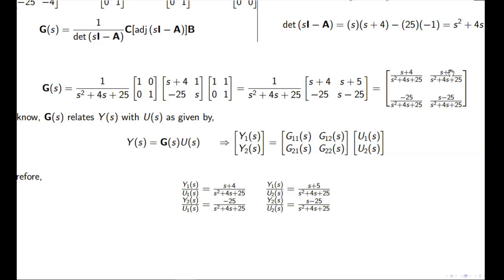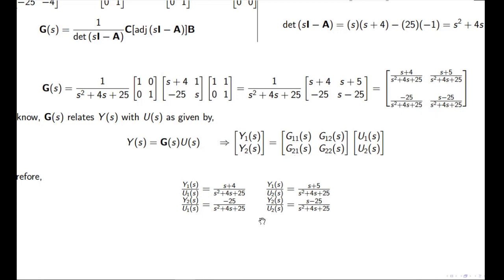This is a transfer matrix. A transfer matrix contains the transfer functions as the elements. This transfer function relates Y1 and U1. This transfer function relates the Y1 and U2. And similarly, this one relates Y2, U1. Y2, U1 is nothing but G21, this one.